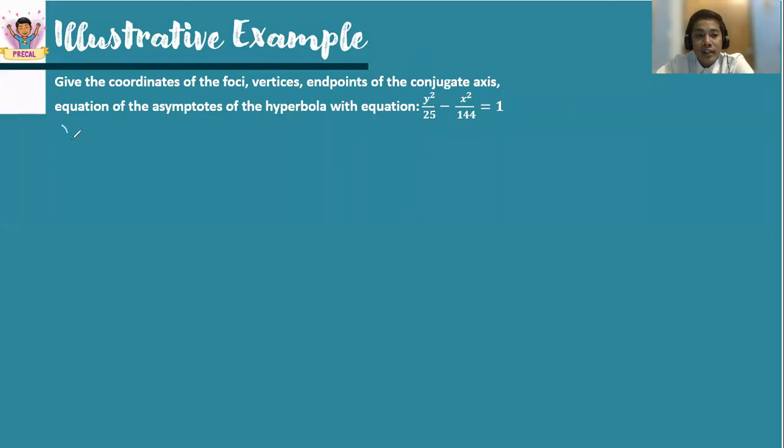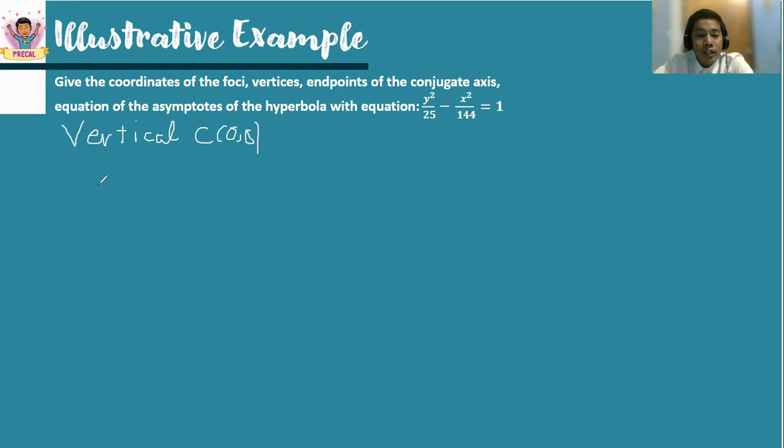Very good. The answer is a vertical hyperbola, center at 0, 0. Always remember that when the hyperbola is vertical, it has branches which open upward or downward. Unlike the other figure, which is a horizontal hyperbola, those hyperbolas have branches to the left and right. So this time, the graph will be different.